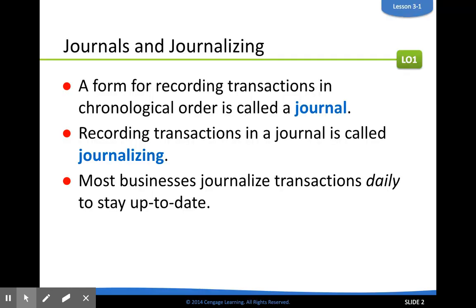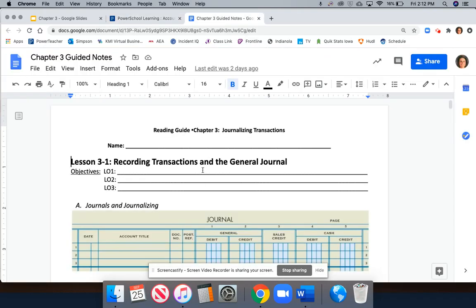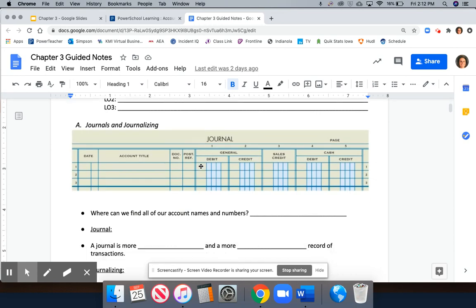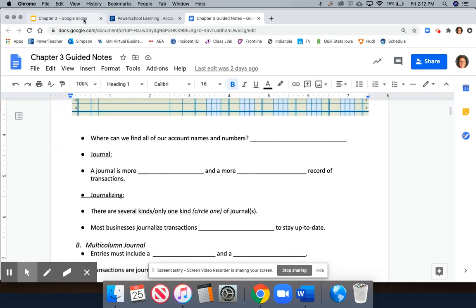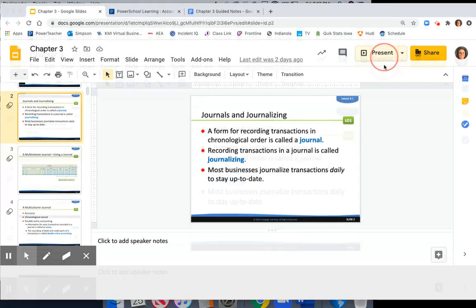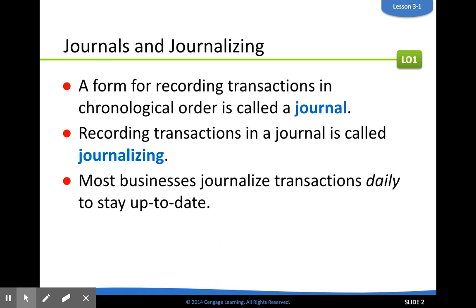So a journal, and if you're looking at your reading guide, which can be found on PowerSchool, the chapter 3 reading guide, that will give you these notes that you can follow along and answer the questions as you watch the PowerPoint. So you can see at the top of your reading guide that we are going to be recording our entries into a journal.